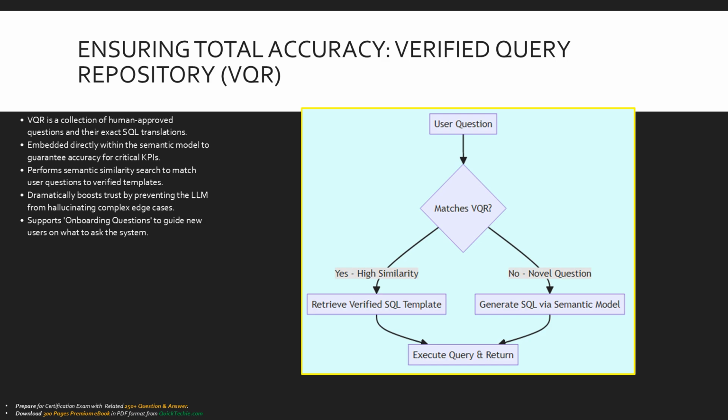This decision tree beautifully illustrates the verified query repository in action. A new user question arrives at the system. First, Cortex Analyst performs a semantic similarity search against the VQR. We hit a critical decision node. Was a highly similar verified question found?